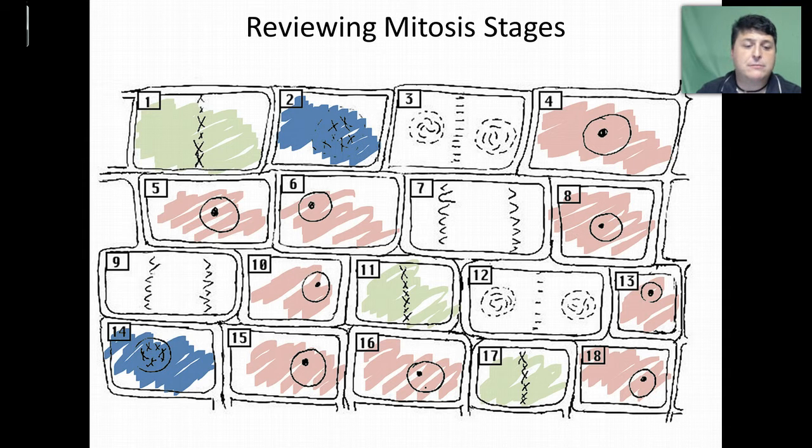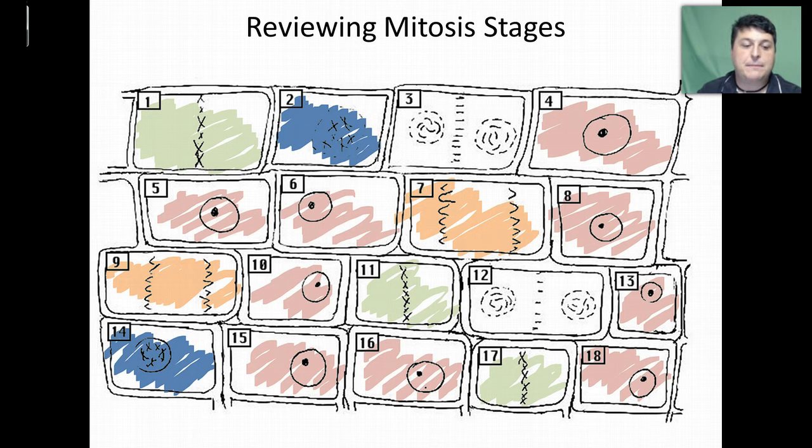Now once they're at the middle, we're ready to then divide our cells evenly. And so the sister chromatids are going to split apart equally, half going to one pole and half going to the other, to make sure that all the new cells are going to have equal amounts of chromosomes. And we see that happening here in 7 and 9.